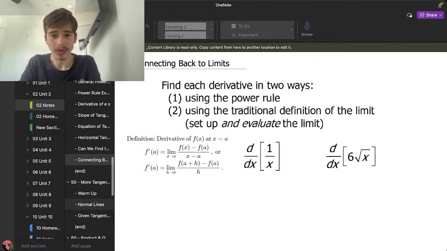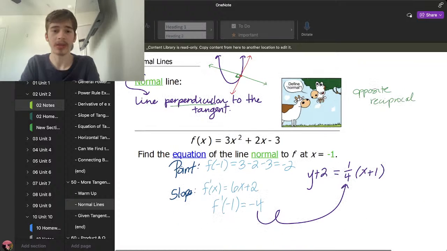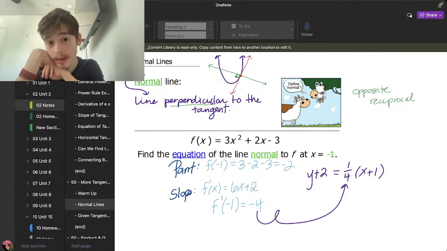Back to limits. What is going on here? Okay, not to worry about it. Warm up. Tangent lines. Normal lines. Not talked about a lot, but normal lines. Oh, I forgot to cover something for limits. I'll have to go back and do that.